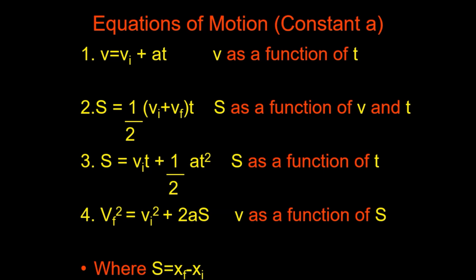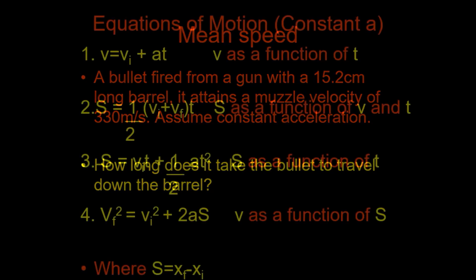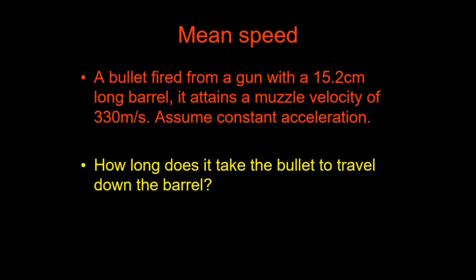So let's take a look at how we can employ these equations. If we look at a bullet being fired from a gun that has a 15.2 centimeter long barrel, it attains a muzzle velocity of 330 meters per second. Now, a key point in this question is it saying assume constant acceleration. That is a pointer. That is a hint saying use the equations of motion. It doesn't quite say use the equations of motion. It says assume constant acceleration. It's telling you it's a constant acceleration system, so the equations of motion are valid. It's leading you towards the methods you need to use.